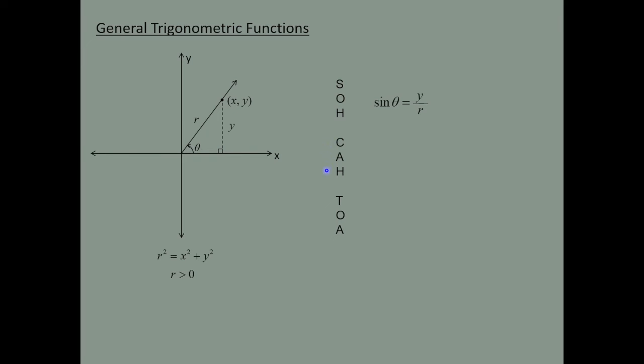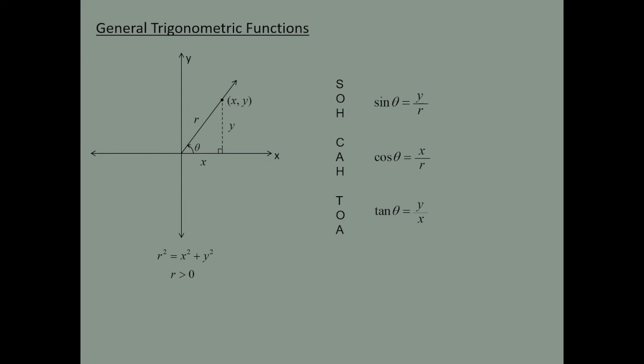Cosine is adjacent over hypotenuse. In this diagram, the adjacent leg is x, so cosine of theta is x over r. And tangent is opposite over adjacent. Tangent of theta is y over x.